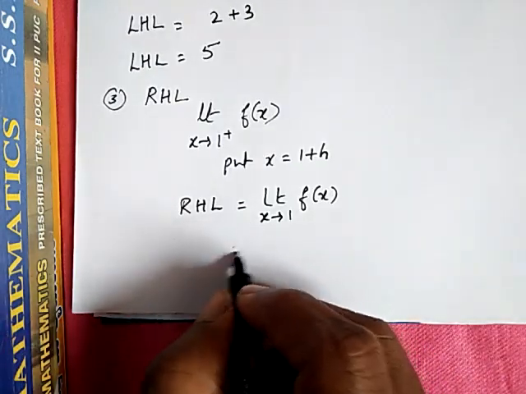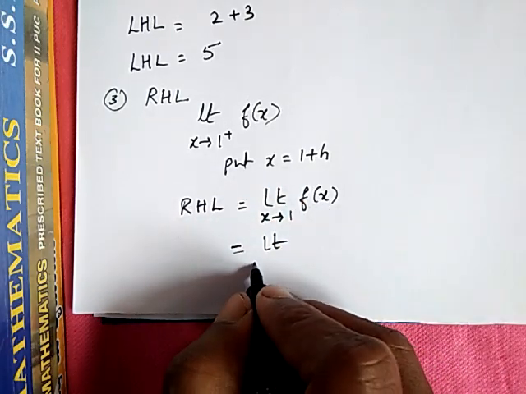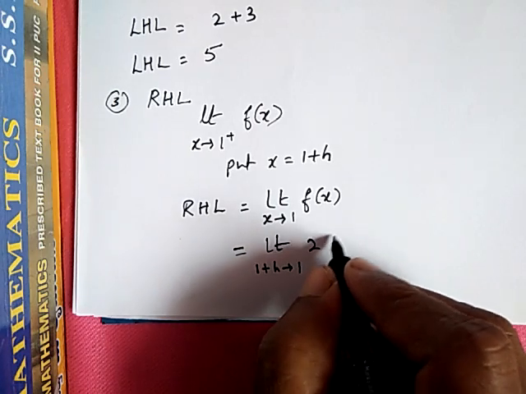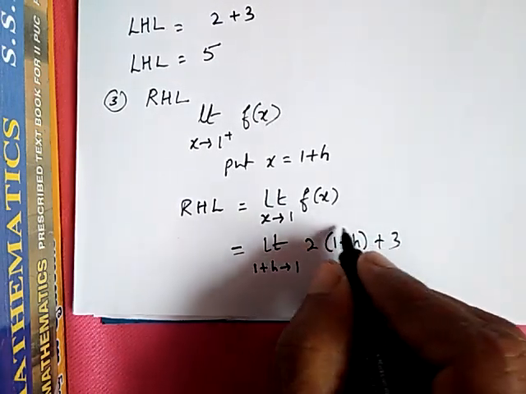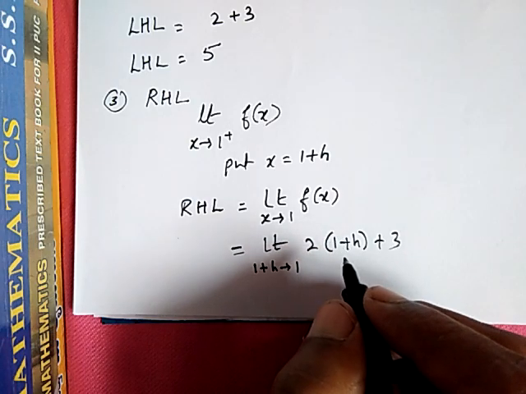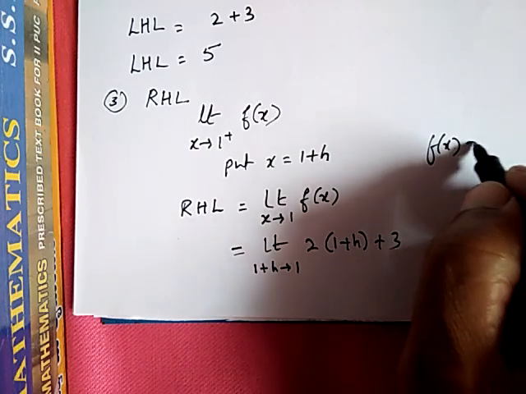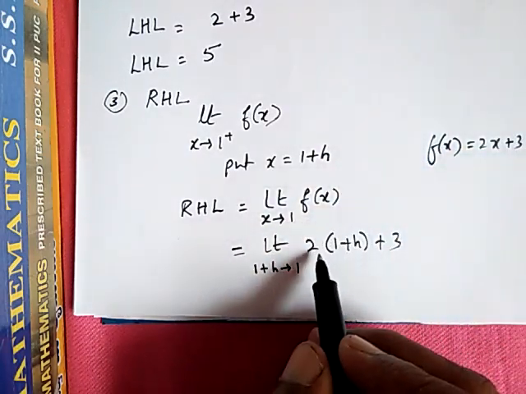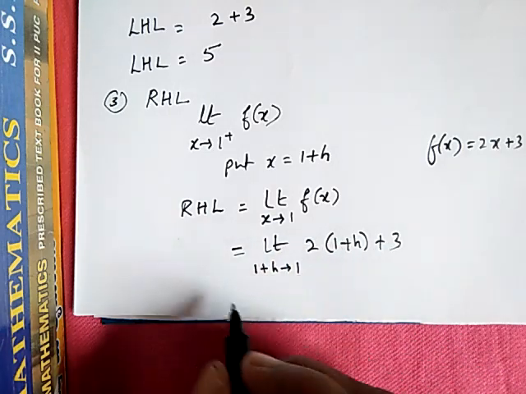Here this will be limit, what is x here? 1 plus h, so it will be limit 1 plus h tends to 1 of 2 into 1 plus h plus 3, because instead of x in 2x plus 3 we are putting 1 plus h. We know the function f of x is equal to 2x plus 3, so instead of x we have put 1 plus h. So what is this?